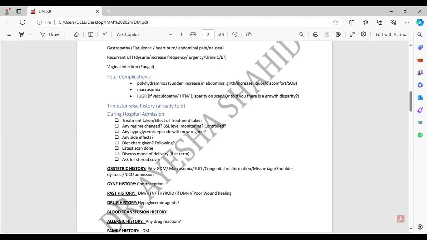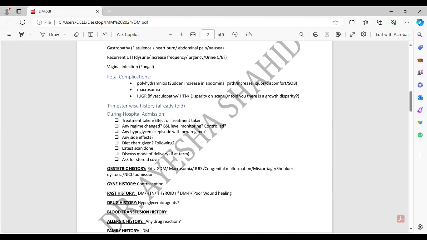complicated with vasculopathy, then inquire about intrauterine growth restriction and whether it was spiked on the scan. Ask the patient, has any doctor told her there is any growth disparity on examination or on scan? Then go through the trimester-wise history quickly, which I have already told in the previous video. If the patient is admitted, inquire the following questions regarding the hospital stay.